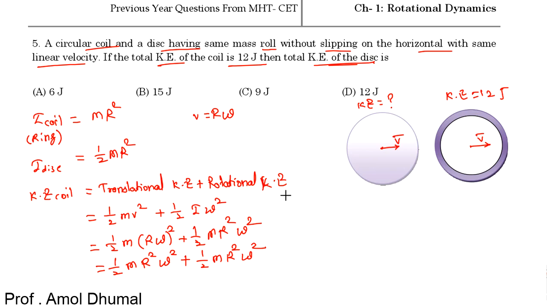So the kinetic energy of coil is given as m r square omega square. This is the kinetic energy of coil. Kinetic energy of disk is again found using the same formula.